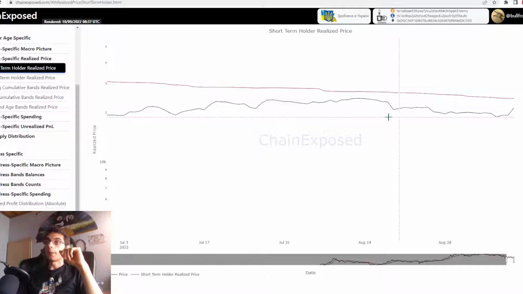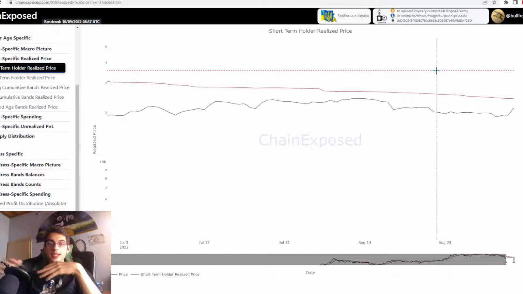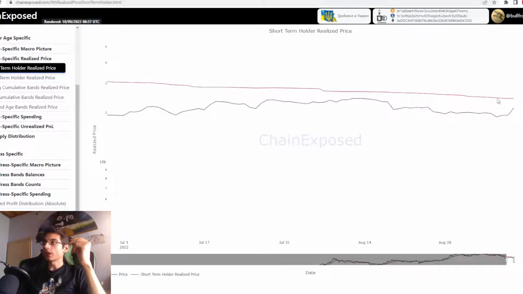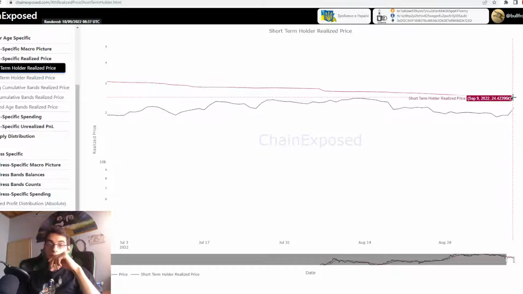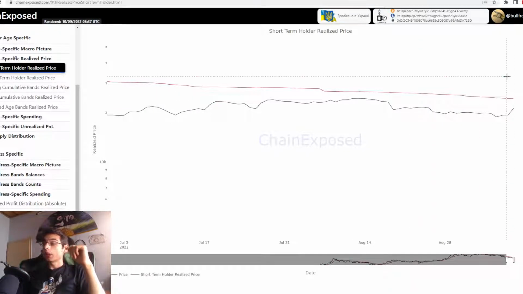But let's get into the short-term holder realized price right now. This is the short-term holders, the holders of coins for less than 5 months, and this is really important, and I think it will be our huge resistance in the case of a bear market rally, and it stands at 24.4. This could be a huge resistance.